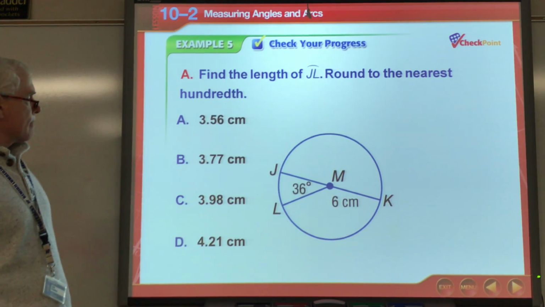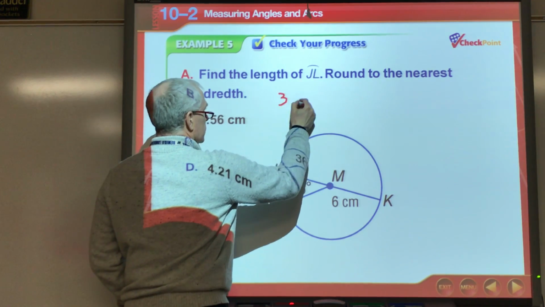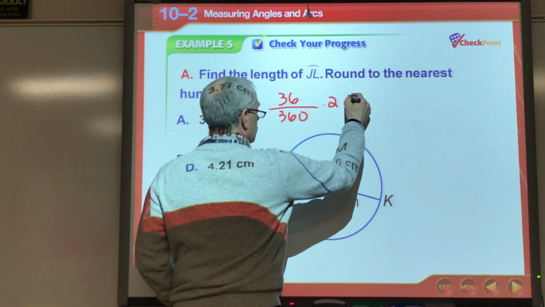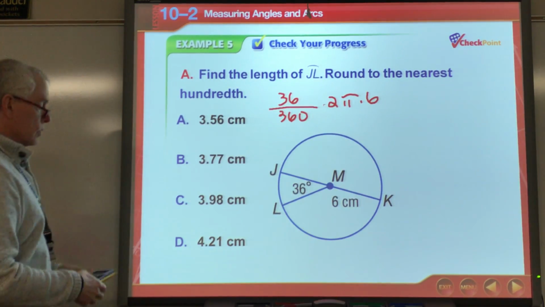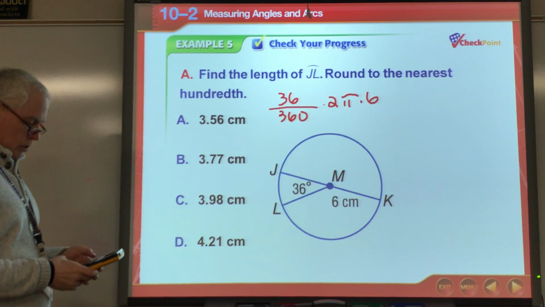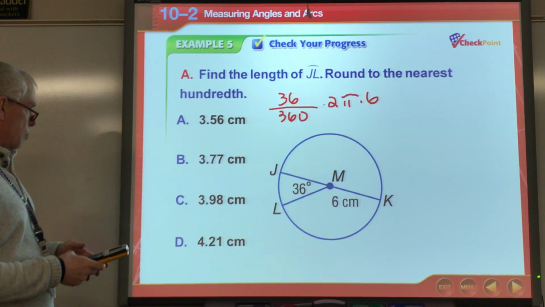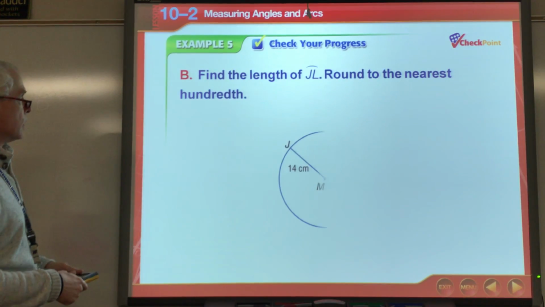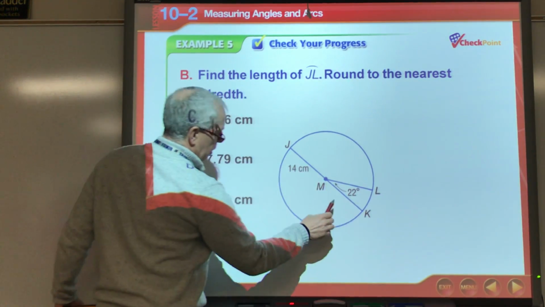Give it a shot. I'm looking for JL. 36 over 360 times 2 times pi times r. I'm going to just type this in here now. 36 over 360 times 2 times pi times our radius, which is 6. I get 3.77, which is B.